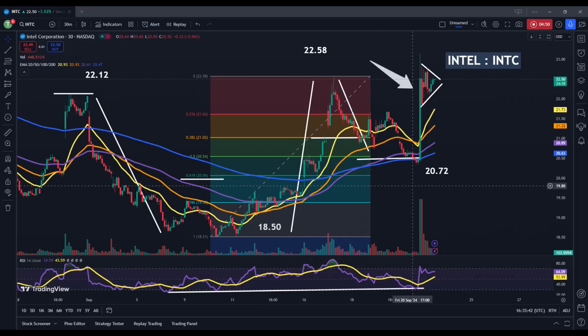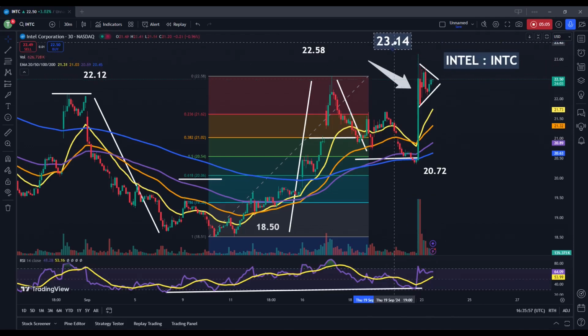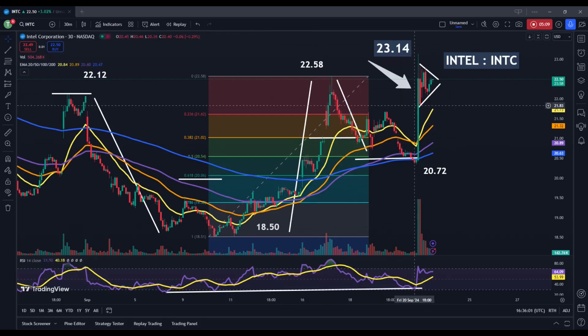But what we're currently looking at here is a share price high that comes in right around 23.14. So we can sort of move that in here. 23.14 is this new near-term price high. And as we can see, this does break above that prior price high, which came in at 22.58.